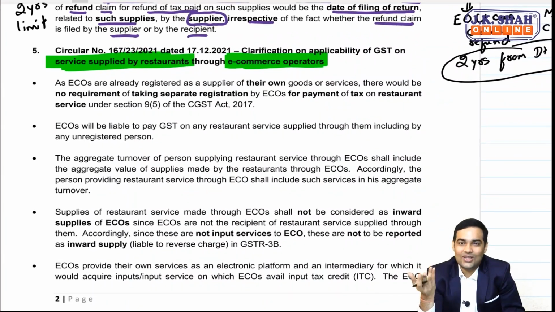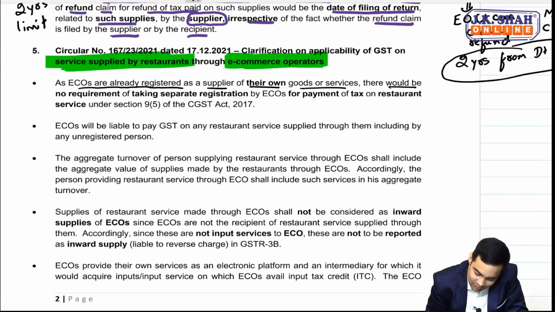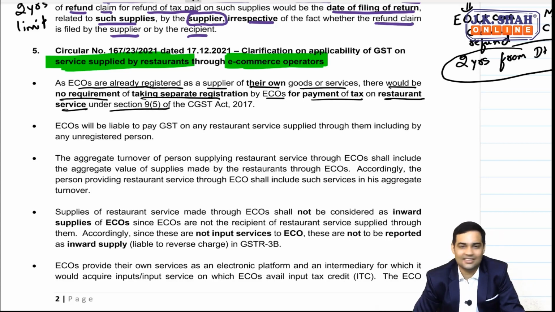Now, I will ask you a question. You think about it. Will e-commerce operator have to take a separate registration to discharge 9(5) taxes? CBIC has said no. In your normal registration, you can discharge 9(5) taxes. ECOs are already registered as suppliers for their own goods or services. There would be no requirement of taking separate registration by ECO for payment of tax on restaurant service under 9(5). No need to take separate registration, sir.